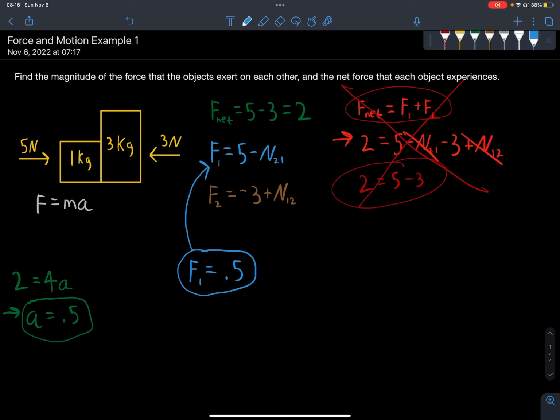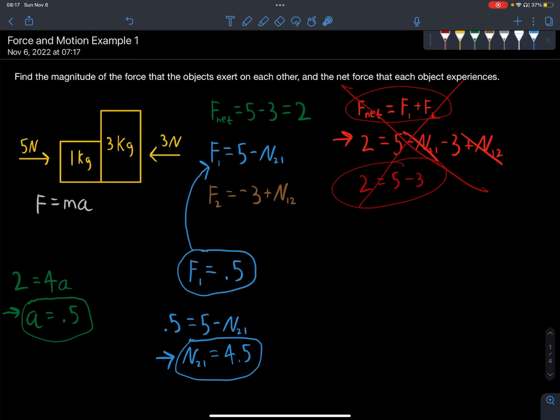So let's do that. If we just take this equation down here, and then we just make our substitution, F1 we know is 0.5, then this gives us the normal force of block 2 on block 1. The magnitude is 4.5 newtons. Now, we could go a couple different ways. We could say, oh, well, since we know that the magnitude of 1 on 2 is the same as 2 on 1, we could sub that in directly and solve for F2. We could do that, but let's continue with the trend here.